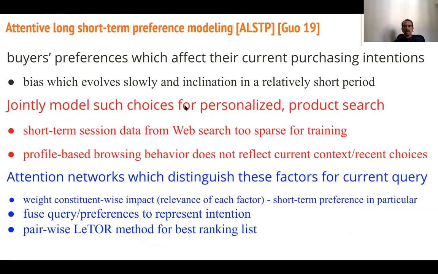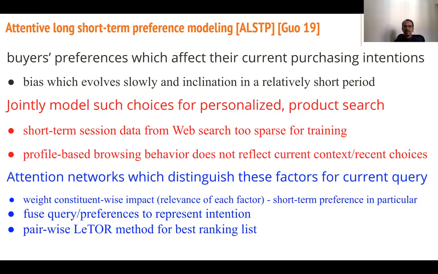Next, we'll talk about attentive long short-term preference modeling from National University of Singapore under Professor Mohan Kankanhalli. So buyer preferences affect their current purchasing intentions. This bias evolves slowly, versus the inclination in a relatively short period. So this is the key difference, long-term and short-term. Jointly models the choices for personalized product search.